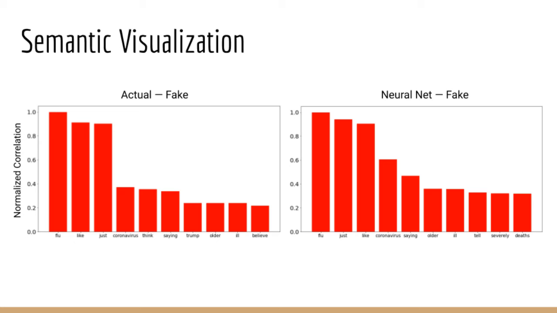In this slide, we graph the correlation between false tweets and words within those tweets. The visualization gives us a feeling for the topics discussed within the misleading tweets. The left graph shows correlations for actual fake tweets, and the right graph shows correlations for tweets we predicted to be fake. We can see that the topics discussed in actual fake tweets are very similar to the topics discussed in tweets we predicted to be fake.